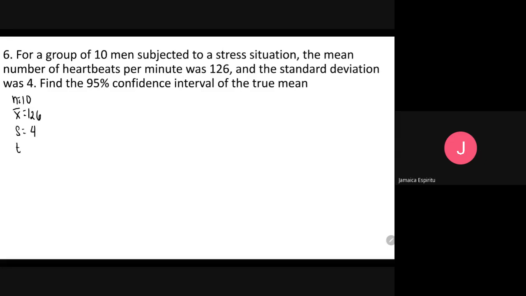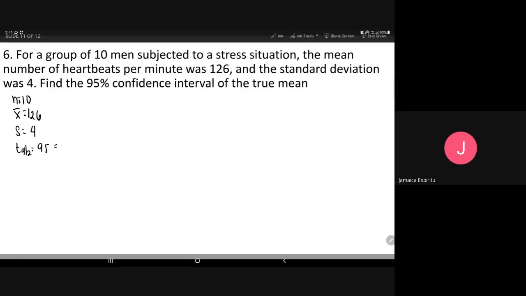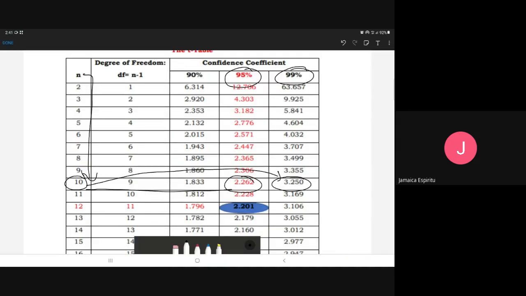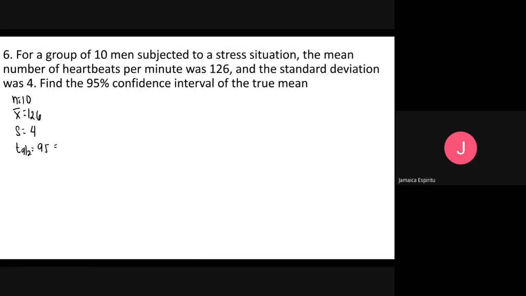So ang ating gagamitin ay T alpha over 2 which is 95. Alam ko na-compute na natin to kanina, ano? Yung 95 na T alpha over 2 tapos 10. Ang katumbas niya ay 2.262. So ibig sabihin yan, sample mean minus T alpha over 2, sample standard deviation all over the square root of the sample. Sulat ko lang yung formula. So you always start with the formula para hindi mo siya nakakalimutan.